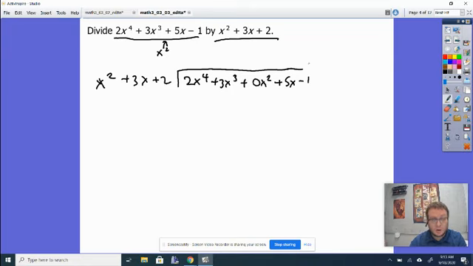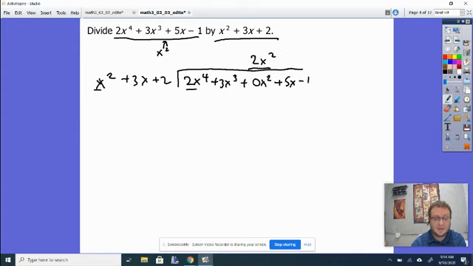Okay, so I've got it set up. Step 1 is to look at the front terms. What could I multiply x squared by to get 2x to the fourth? That's the question I need to ask. I need to look at those front terms and say, what can I multiply x squared by to get the other front term? In this case, it's going to be 2x squared. For simplicity's sake, it's usually better to keep things lined up, so I'm going to put 2x squared right here.